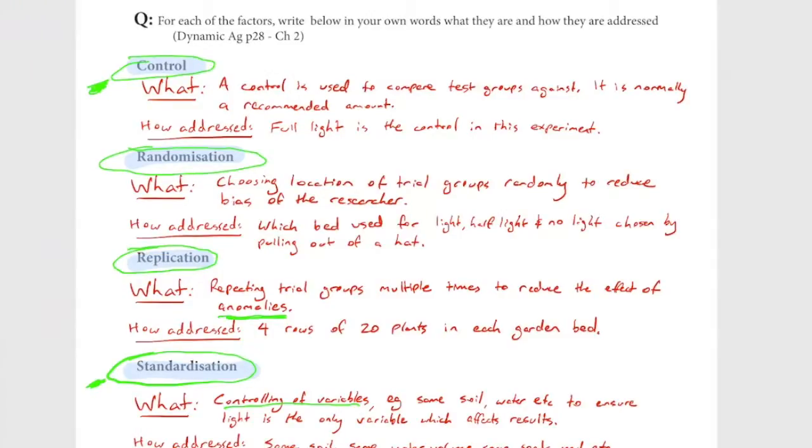So for example, you're going to have the same soil, the same amount of water. You ensure that basically everything in the experiment is the same except the amount of light.